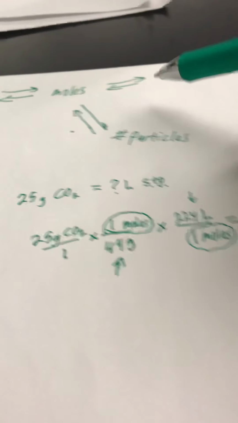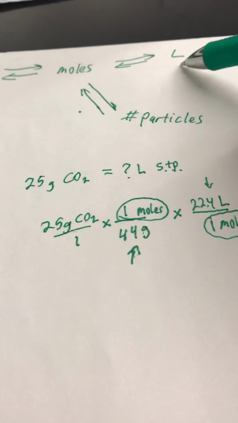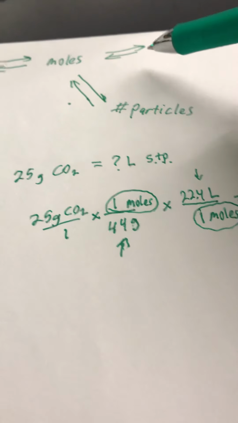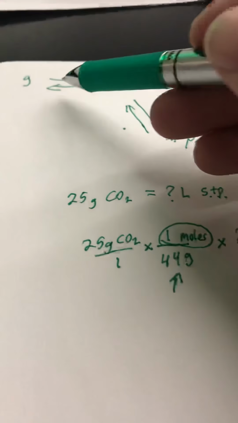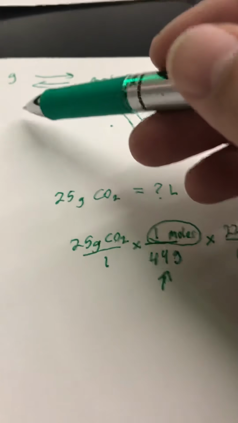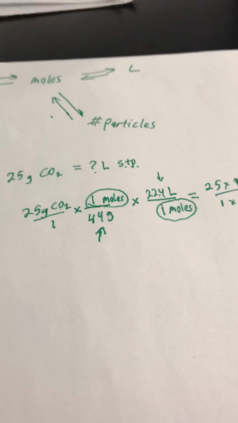Or if you had to go from liters to grams, you would take the liters times 1 mole over 22.4 to get moles, and then times the formula mass over 1 to get the grams. Hopefully this helps with two-step stoichiometry that we've been doing in class.